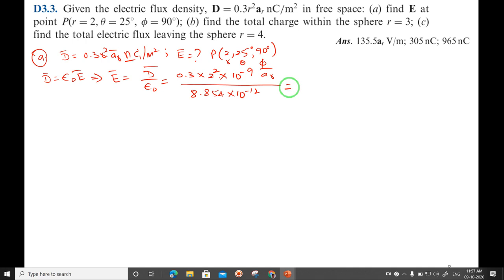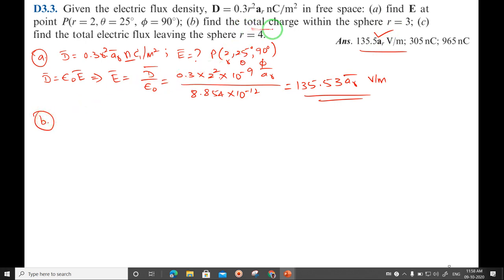So 0.3 into 4, 2 square is 4, exponential minus 9 divided by 8.854 exponential minus 12. So I am getting it as 135.53 a_r. So volt per meter for electric field intensity, right? So part A you can verify, this is fine. Next we'll move to part B.